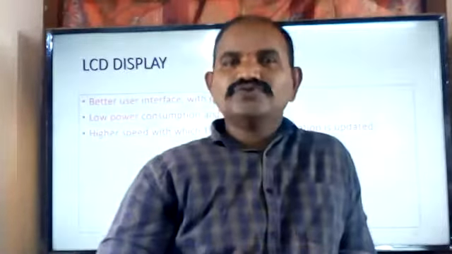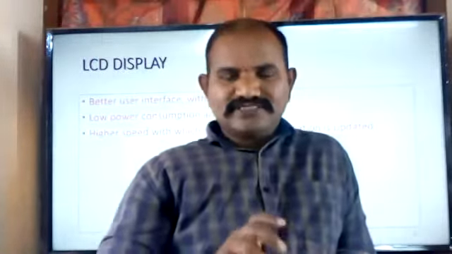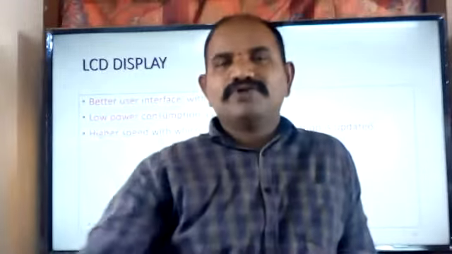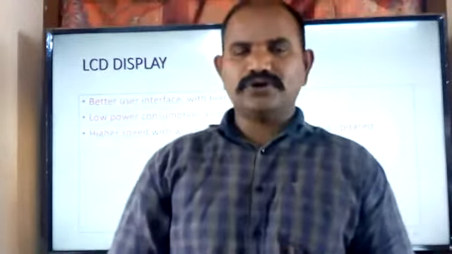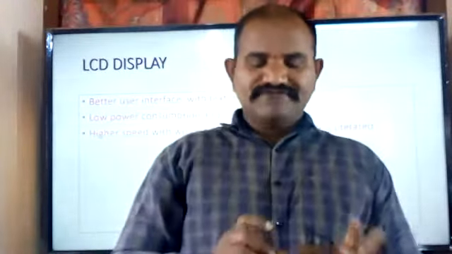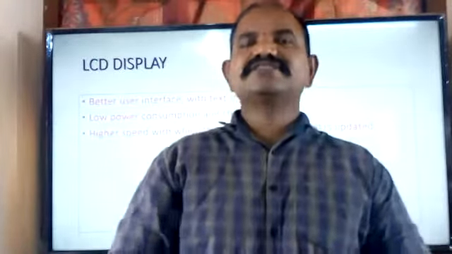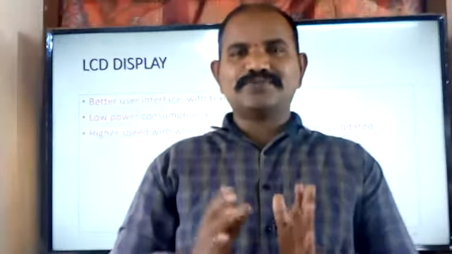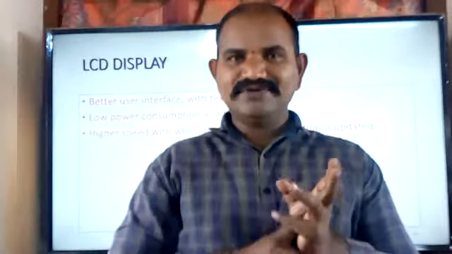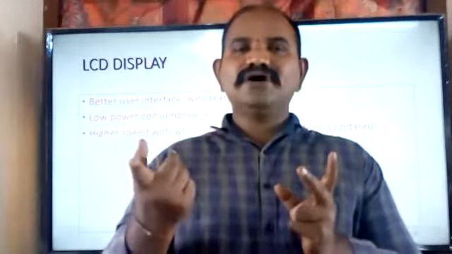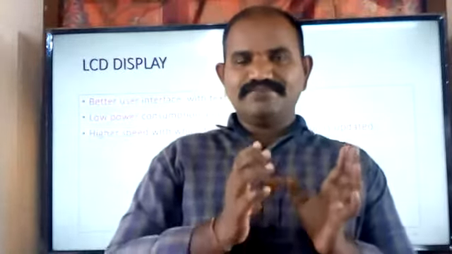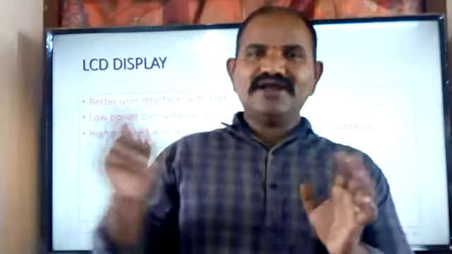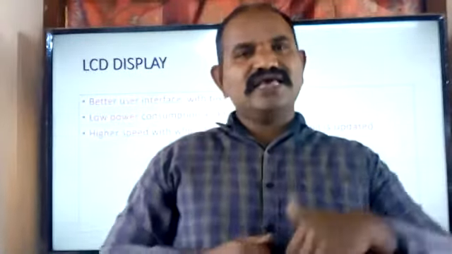The name 16 by 2 says that the display has 2 rows of information. In a simple way, not in the technical format, the information can be displayed in 2 lines, and in each line you can print a maximum of 16 characters. So 16 by 2 indicates 2 lines, and each line is able to print 16 characters. That may be alphabets, numerical values, or special symbols. So that is the size.